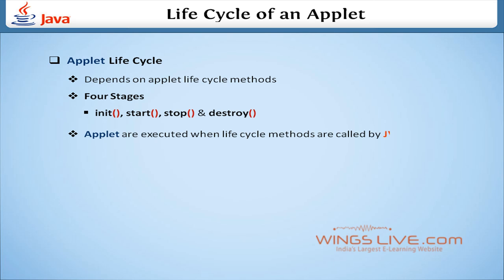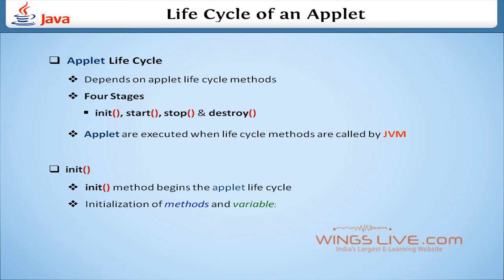Applets are executed when its life cycle methods are called by JVM. Now, let's discuss each method one by one. First one is the init method. When the applet viewer is called, the init method begins. This is the beginning of the applet's life cycle. Here, initialization of methods and variables takes place. The init method is called only once in the life cycle.